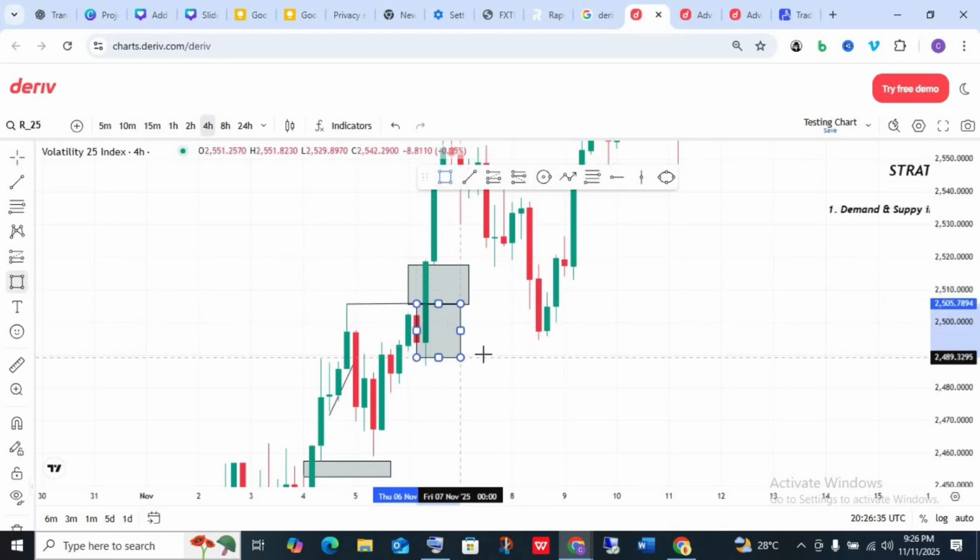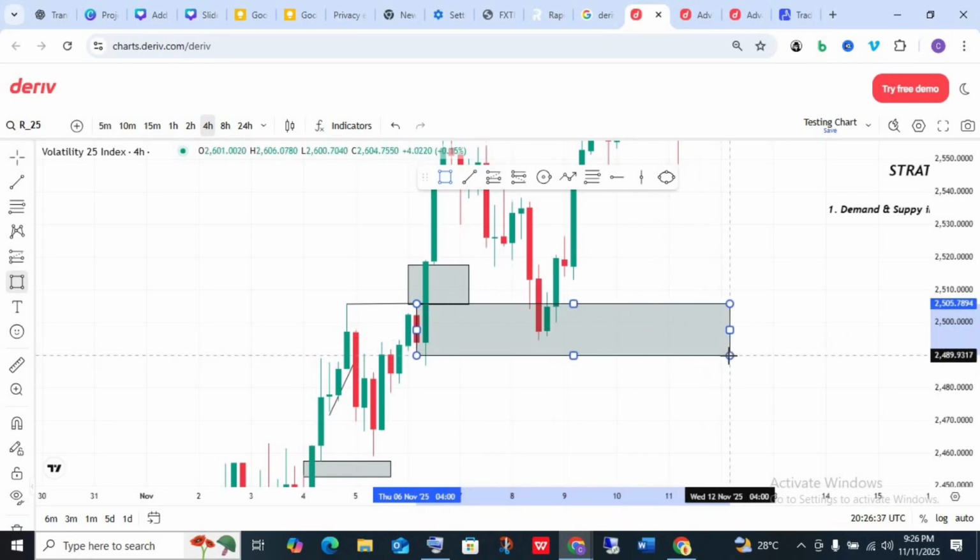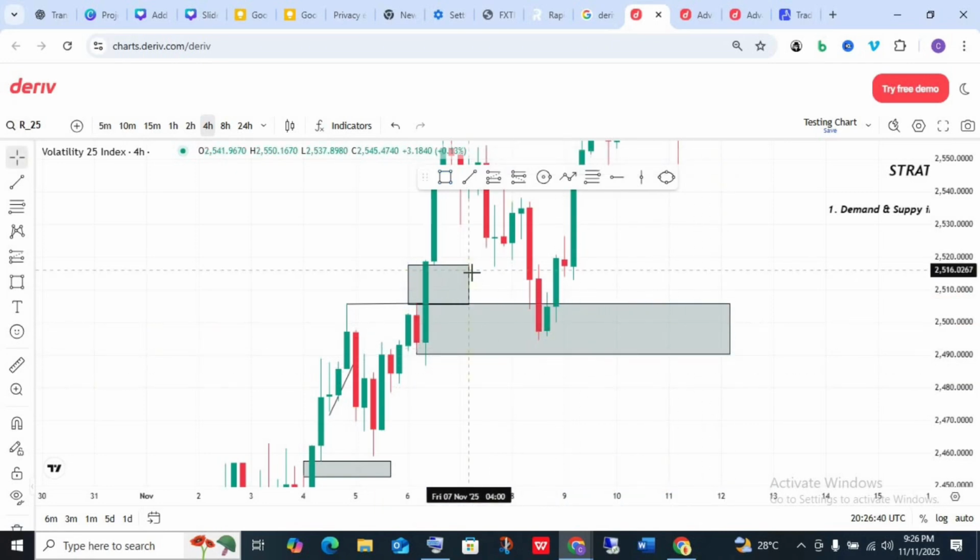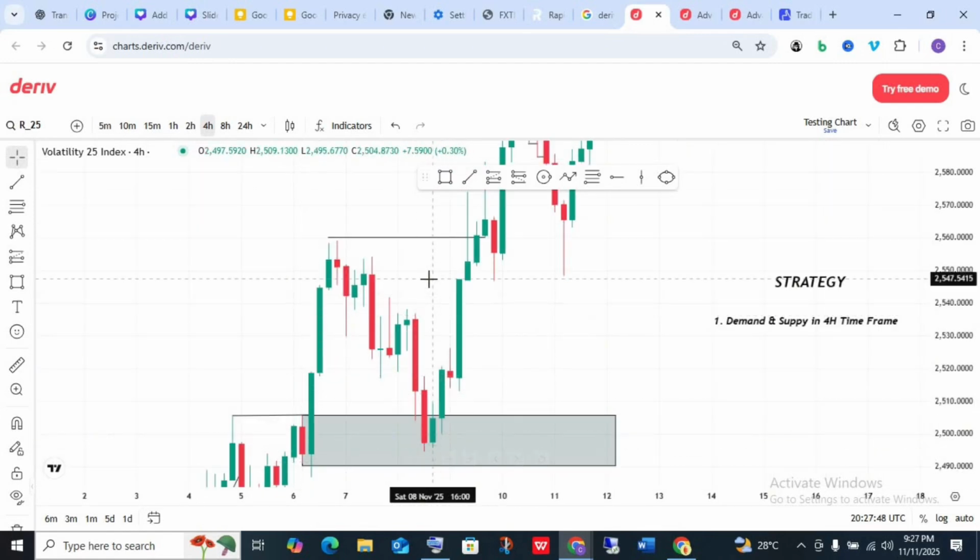So this is our demand zone. This red candle is our demand zone. Okay, that is where we are going to be waiting for price to come into. So I've showed you the first demand. Let me show you another demand.